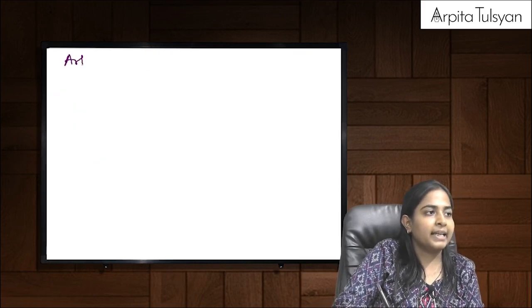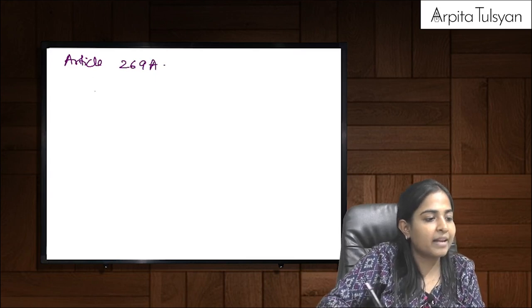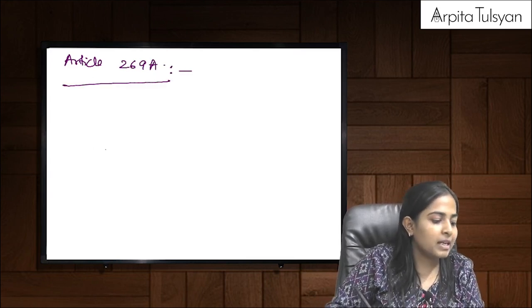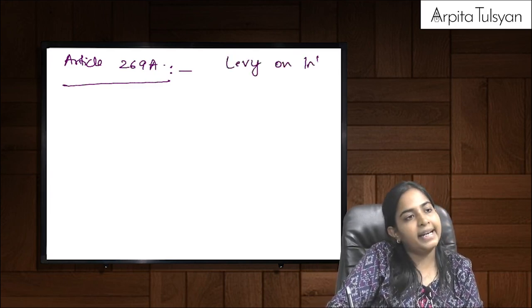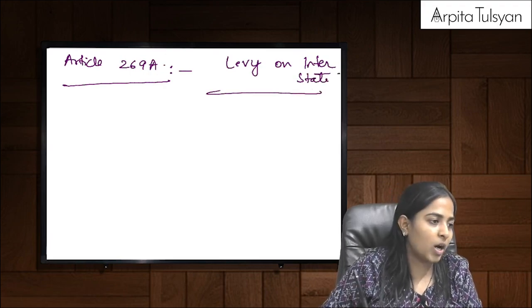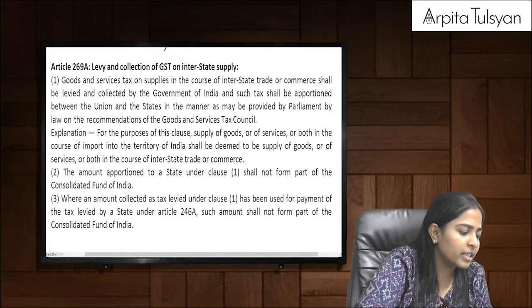Then the next one, article number 269A. Everyone here, article number 269A. This talks about levy on interstate supply. Interstate, one state to another state, it talks about. Just try to understand.